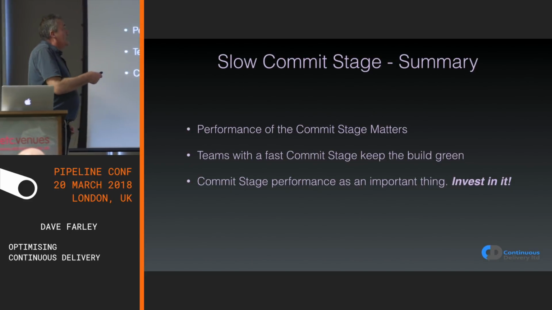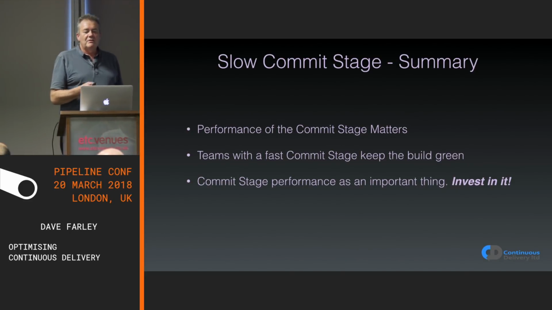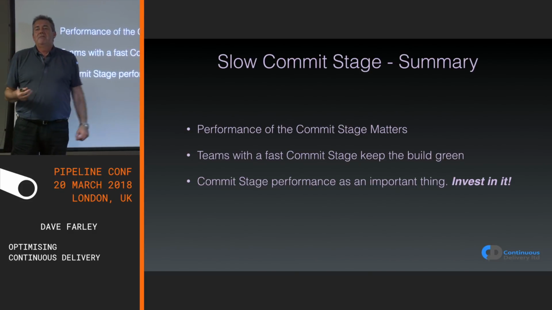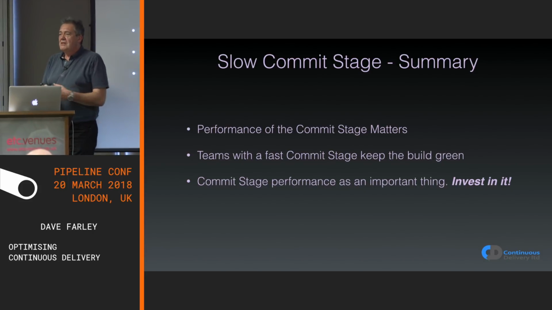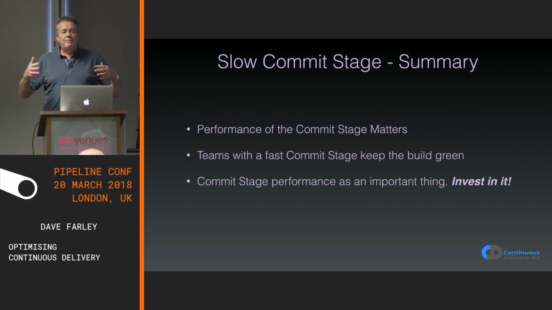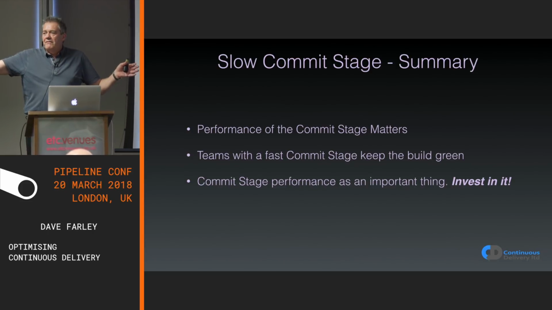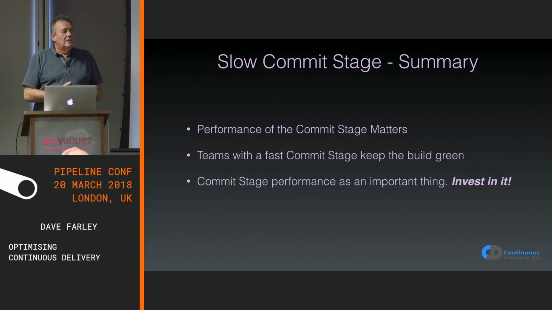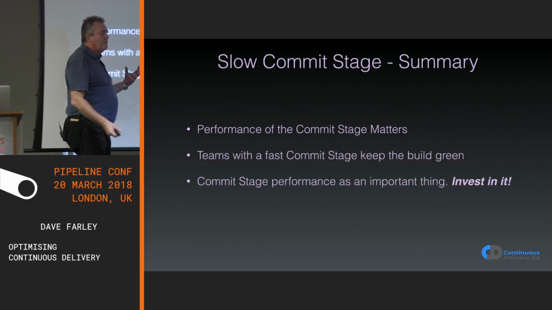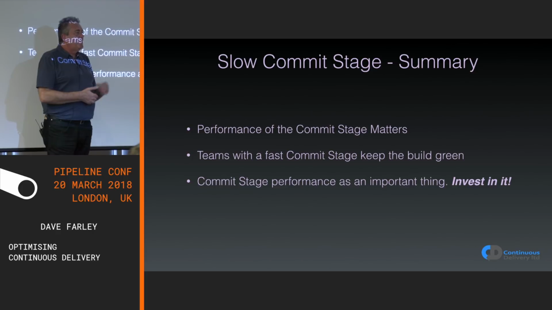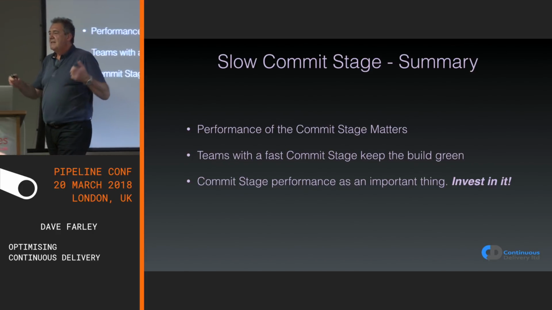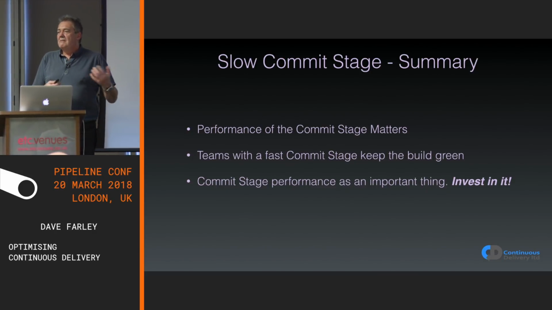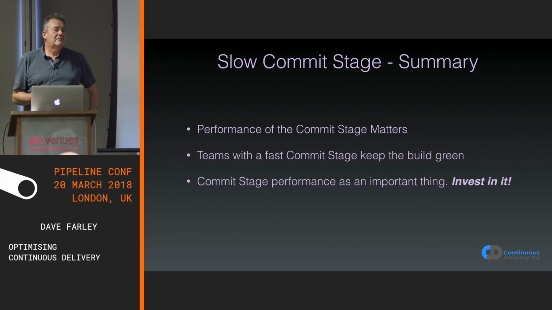So, in summary, the performance of the commit stage really matters. Teams with a fast commit stage tend to keep the build green. This is a subjective impression, but it seems to me that there's a relationship between the length of time that you wait for feedback and the proportion of tests that are always failing in your builds. If you have feedback in under 5 minutes, your builds will pretty much always be green because it's really easy to fix them. If it takes 40 minutes, 5 or 10% of them are probably going to be a bit flaky, and you'll just accept that it's okay because they always fail.